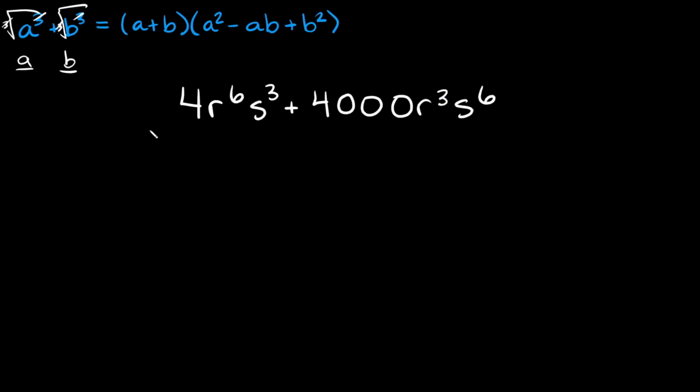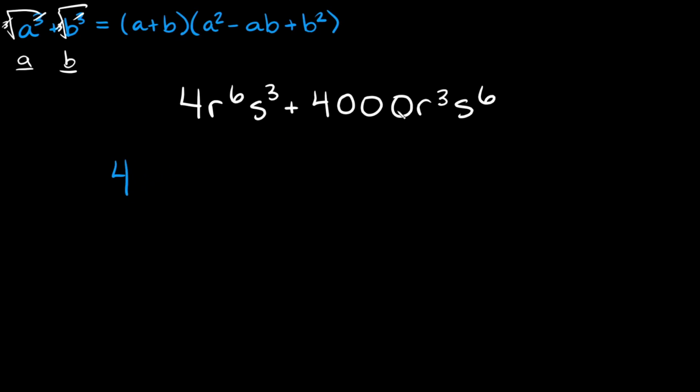Okay, so here is our next example. So we have 4r to the 6th s cubed plus 4000 r cubed s to the 6th. Okay, so again, the first thing you want to do is factor out your greatest common factor from both of these, right? So both of these terms right here are divisible by 4, so we can pull out a 4, right?